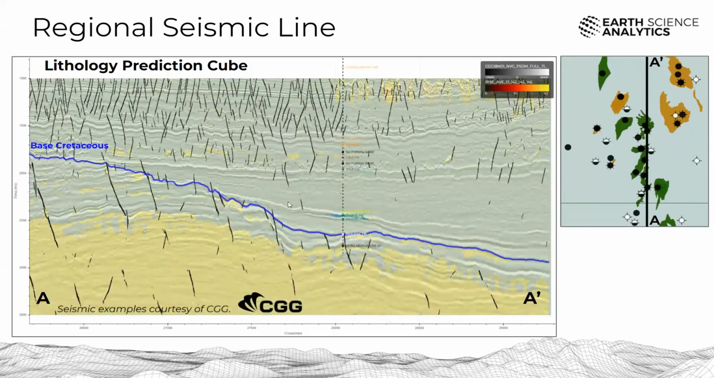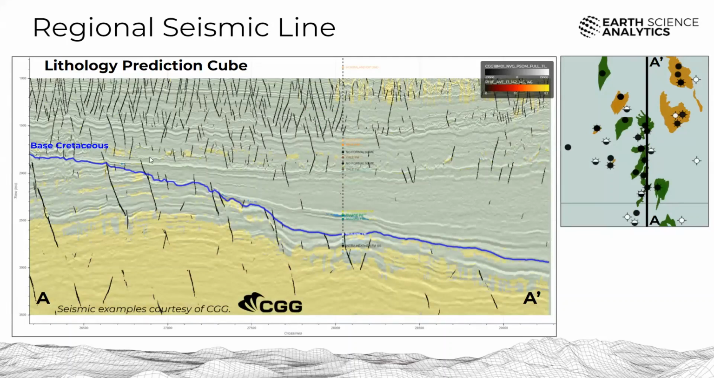A regional seismic line in the same area. This is Grosbeak, where the cursor is on the map. I'll show you some regional seismic lines. This is a lithology prediction cube. Starting from the top of the line, we see injectites being discovered, being predicted, and we also have injectites within the Varda formation here, where the cursor is.